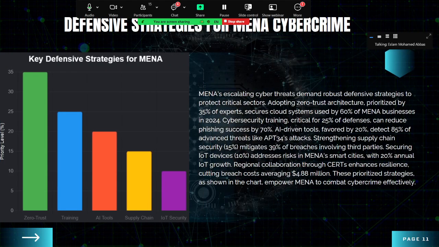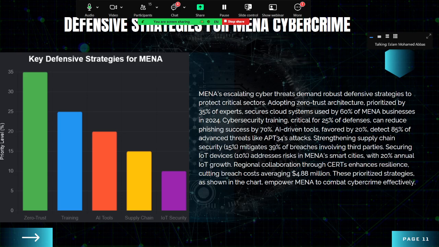And this is a chart which tells us which defensive strategies the companies or countries go to. We can see that zero trust is the most targeted defensive strategy, and the second is trainings. The trainings are to protect us against phishing attacks, which are very important attacks we can talk about. And also we have some countries and some companies investing a lot of money in IoT security and supply chain security, because these attacks will damage a lot of infrastructure for these companies.